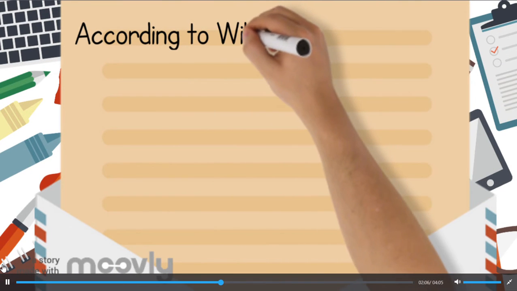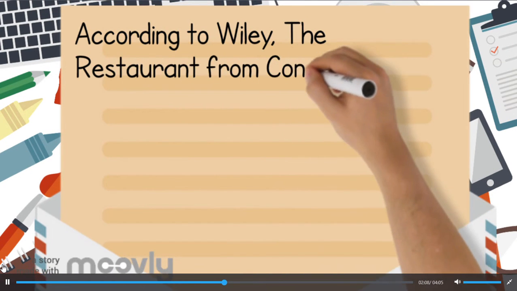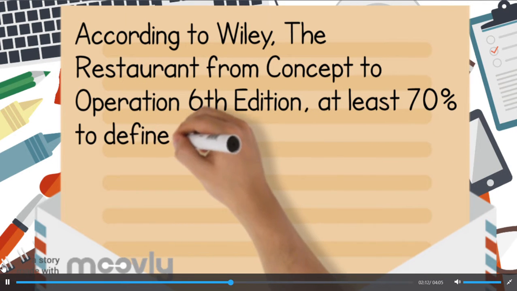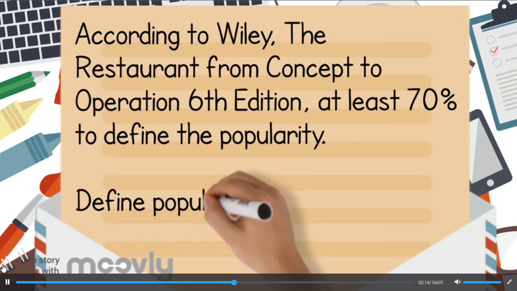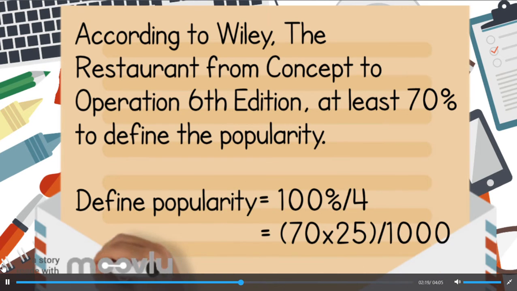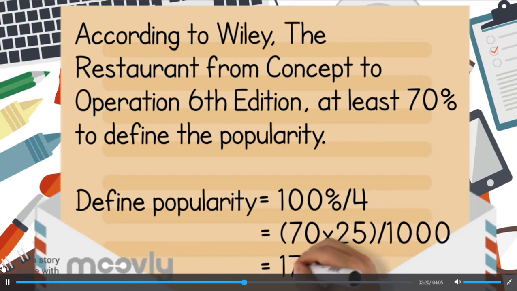According to Wiley, The Book of the Restaurant from Concept to Operation, 6th edition, at least 70% is used to define popularity. Example from the table, to calculate the defined popularity, it is 100% divided by 4, then 70% times 25% times 1000 is equal to 175 number of food sold.